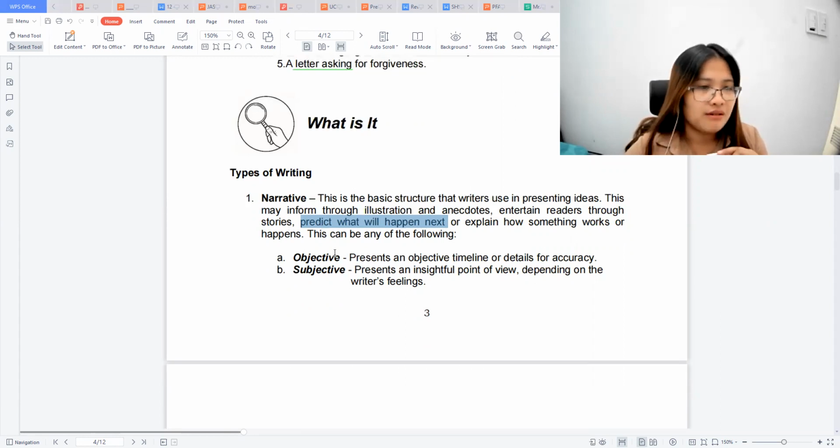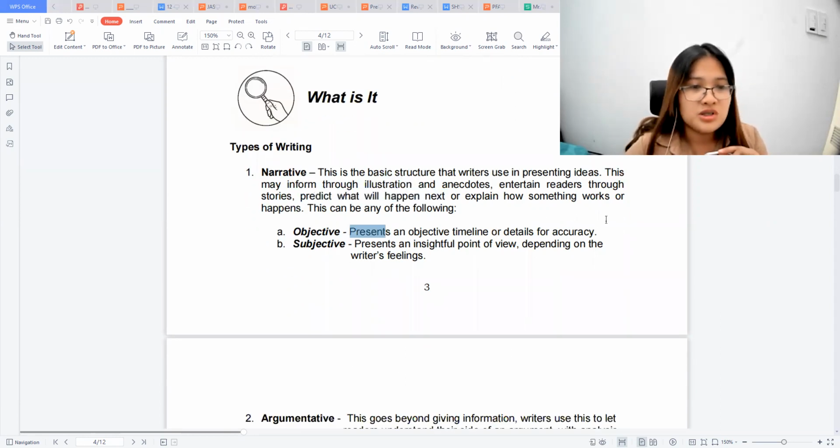This can be any of the following. Objective, so nagpo-present ka ng objective timeline or details for accuracy. Kumbaga hindi ka kasali doon. Pero sa subjective, kasama ka. Yung feelings mo, yung mga point of view mo, kasali. So, pag narrative, may kinukwento, may ipinepresent na ideas, pwedeng through illustrations or anecdotes. You're being entertained through stories. So, mga anecdotes or stories, actually incidents, they could serve as a springboard sa mga conversation, or pwede siyang hook para sa isang paragraph.